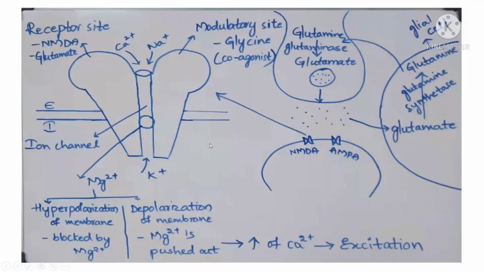And one more thing is, for the opening of this ion channel, it requires both glutamate binding and glycine also should bind. For opening of this channel, both glutamate and glycine should bind. Then only it opens. So this is how the response is seen. The excitation is seen. I think you have understood. We will also see the drugs which act on this particular site.